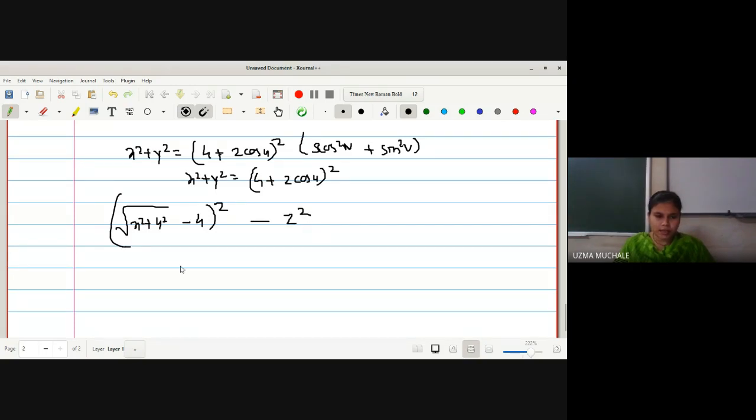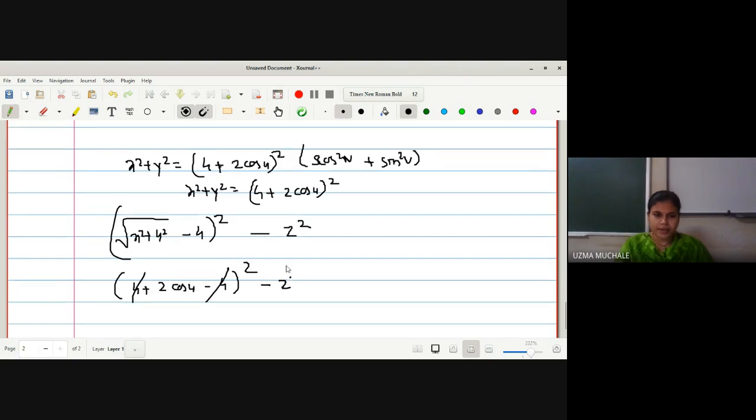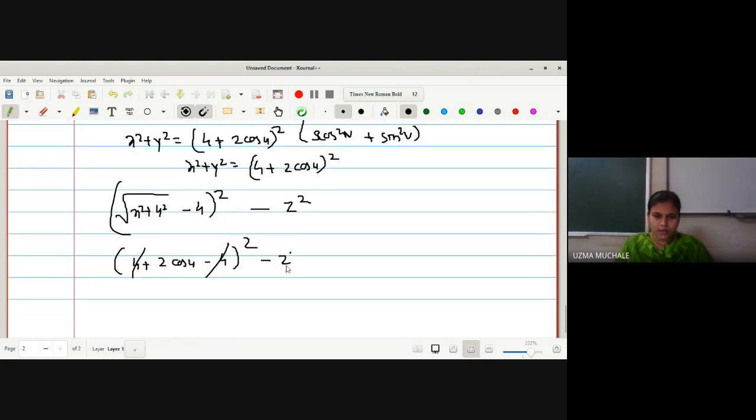What value should we get? 4. Okay, this value we have already found. Its under root means what? Simply you will get 4 plus 2 cos u minus 4, its square. So this plus 4 minus 4 will get cancelled. What is the value of z we have written? 2 sin u. Okay, so it will be 4 sin square u. Correct? So again, this 2 cos u, its square will be 4 cos square u. Right?